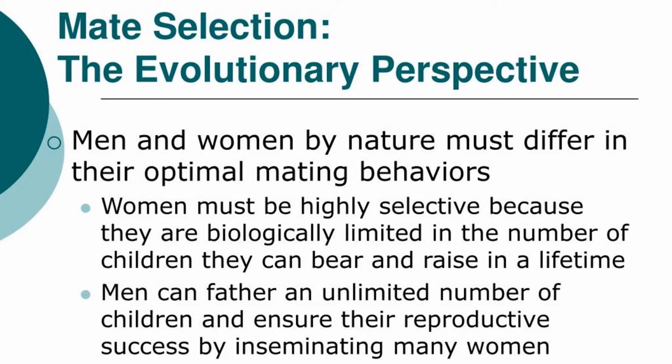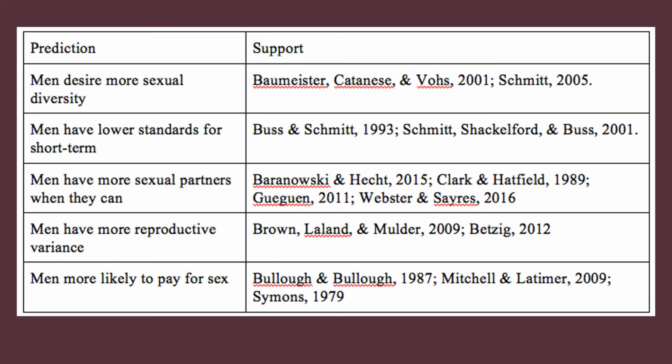And then men can father an unlimited number of children and ensure their reproductive success by inseminating many women. Mga lalaki pwede yan, anak ng anak lang, kahit gaano karami yung kanilang mga maaanakan. Kasi hindi naman sila yung nagbubuntis. Kaya marami rin silang inaanakan para marami silang offspring. Yun yung sinasabi dun sa evolutionary perspective. So here are other researches regarding the topic.